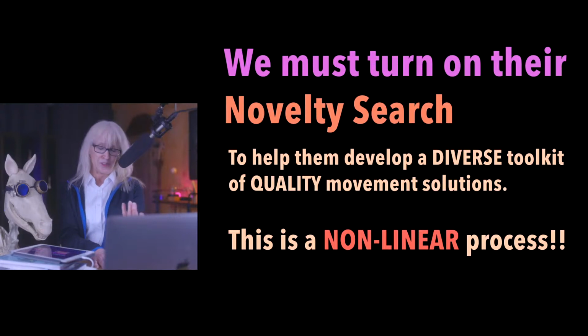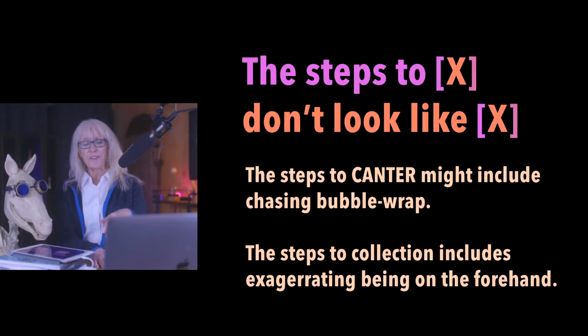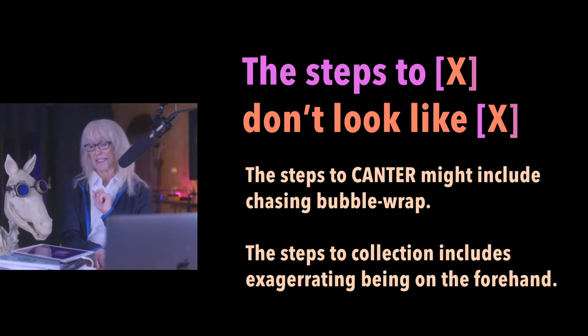And there are, of course, lots of ways to do it. But to think nonlinear. So for example, I say the steps to X don't look like X. And by the way, we'll probably be done in 2 minutes. The steps to canter might include chasing a piece of bubble wrap. Now, I laugh about that, but that's very close to how Vavi actually developed canter.